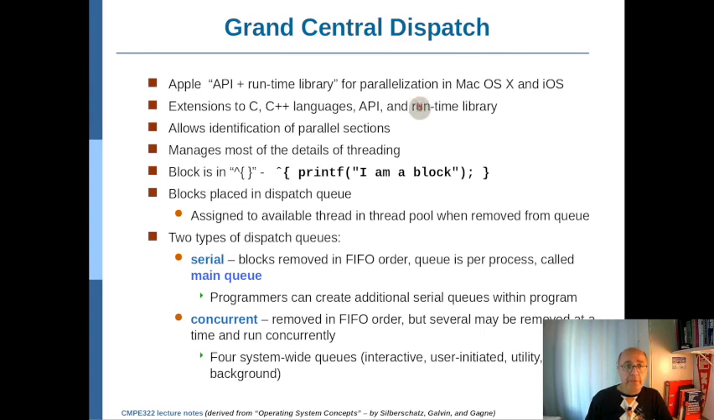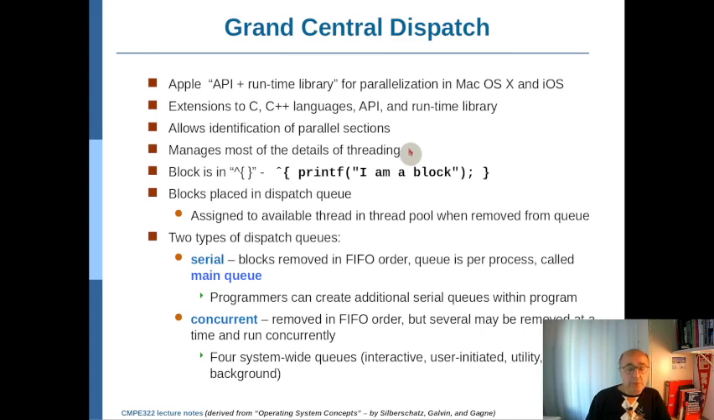The fourth approach is Grand Central Dispatch. Now, Grand Central Dispatch, GCD, is Apple's API and also runtime library for parallelization, used in both macOS and iOS systems. It provides extensions to the C and C++ languages. It provides an API and also the library with the real implementation of the API. It allows identification of parallel sections, so in that sense it's similar to OMP.